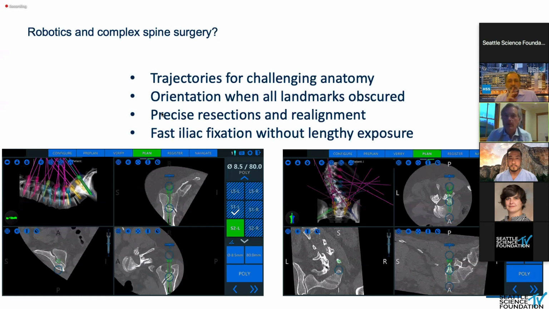I'm a big proponent of new technology, and I think that robotics and navigation is not just for MIS. I think it plays a big role in deformity. Here's a patient that has wispy pedicles, and where I think you can also really gain time for pelvic fixation when you don't have to expose a whole lot. Once you trust the navigation and the robotics, then you really cut down the exposure time to get some of these implants into complex places.